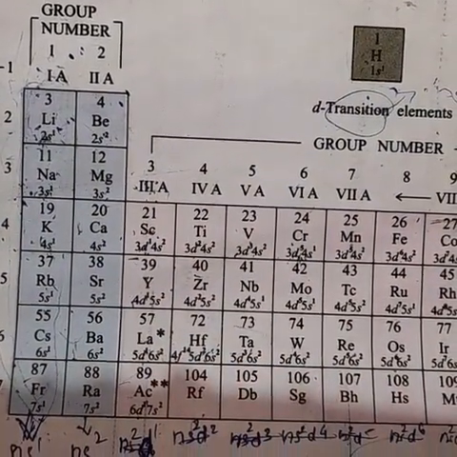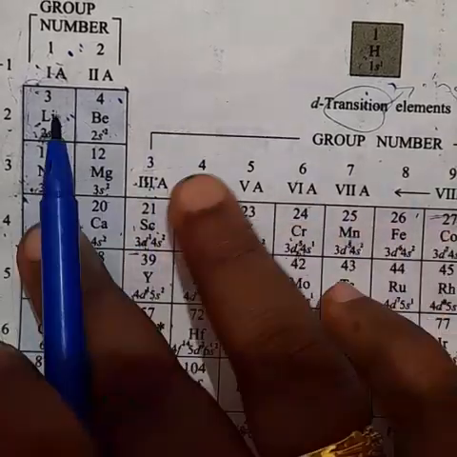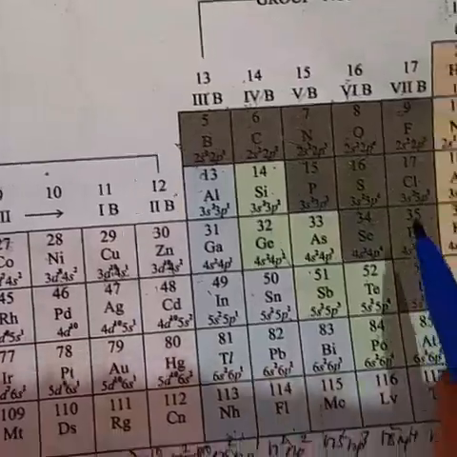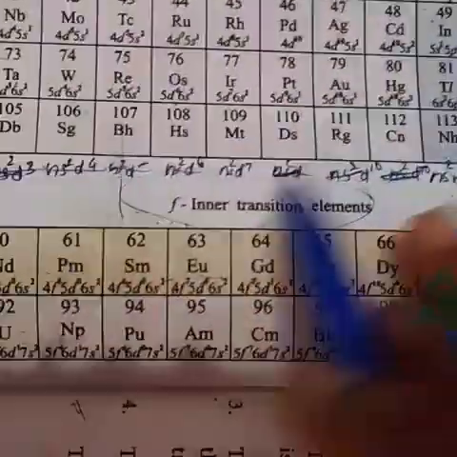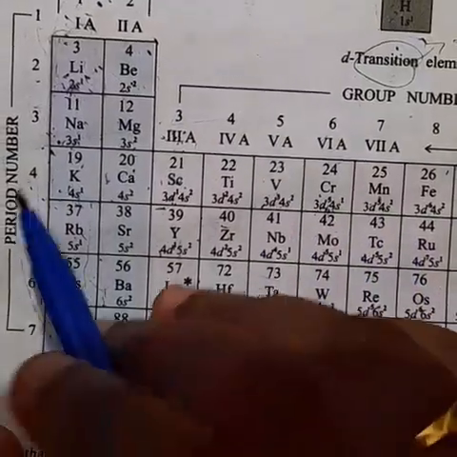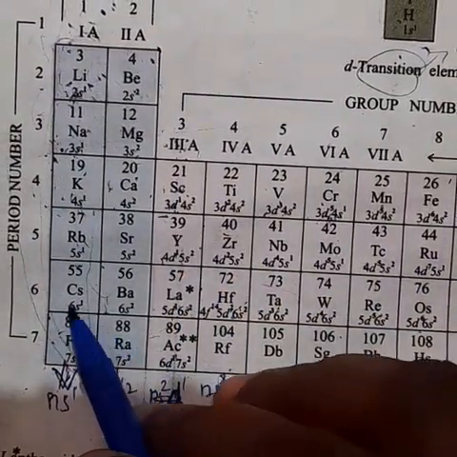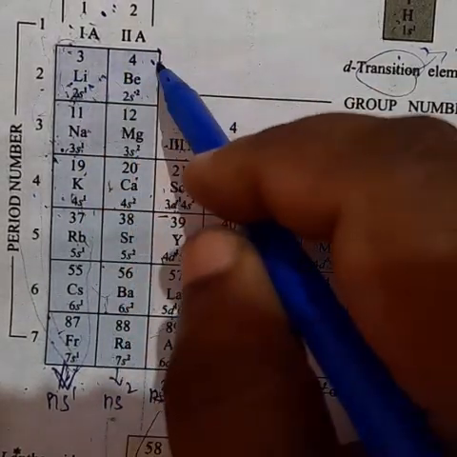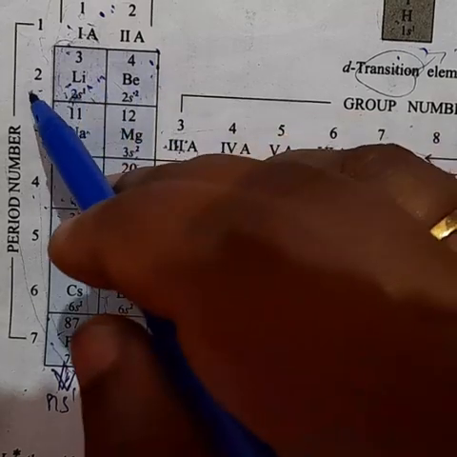How many blocks are there? There are 4 blocks: S block, P block, D block and F block. Okay, the S block elements are the alkali metals and alkaline earth metals. You should study these two group elements, group number 1 and group number 2, the alkali and alkaline earth metals.